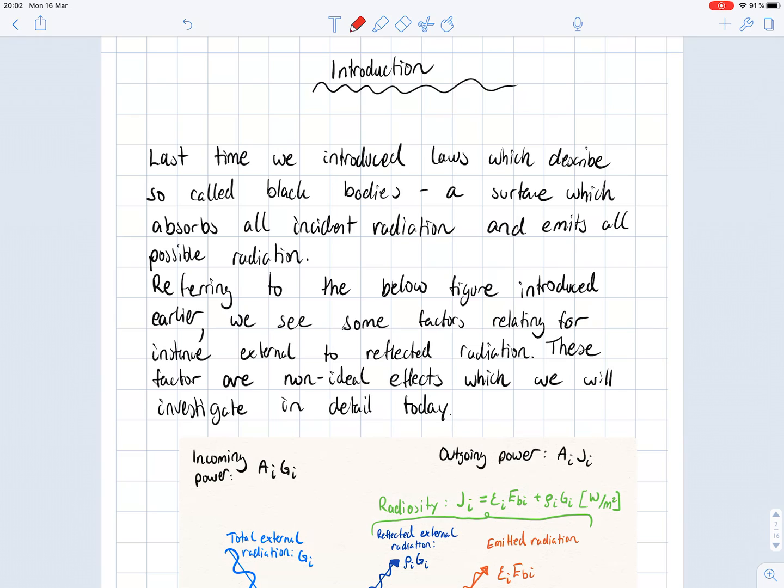So, as I mentioned last time, we introduced some laws that describe so-called black bodies. And a black body is a surface that has the ability to absorb all incident radiation and emit all possible radiation. So this is a benchmark that allows us to absorb as much as possible and emit as much as possible.